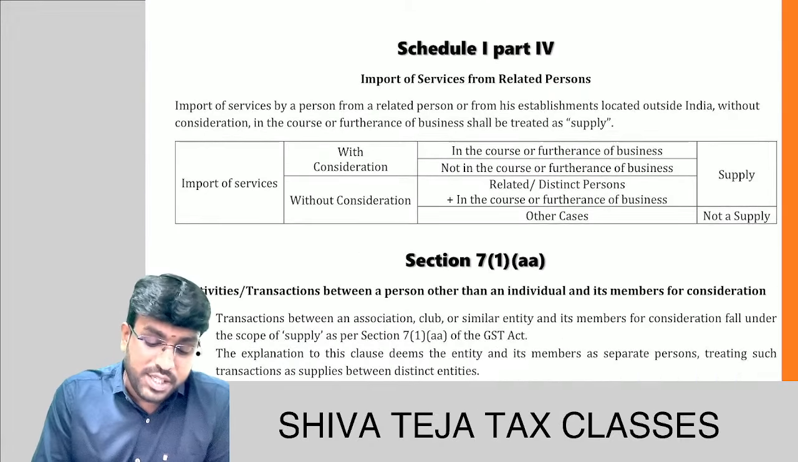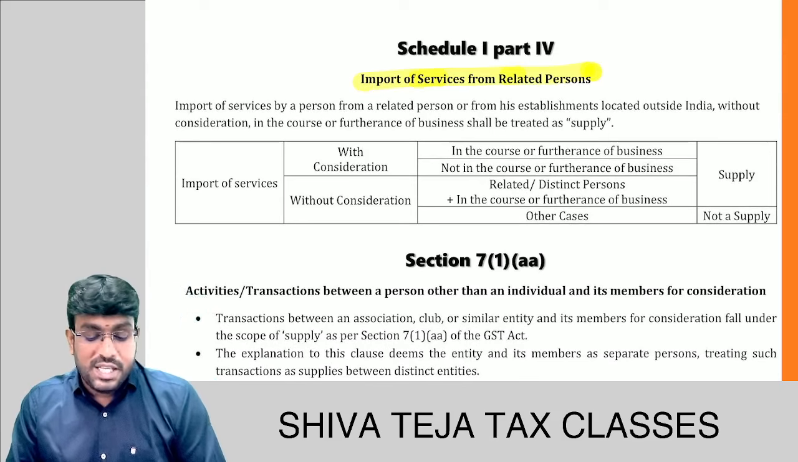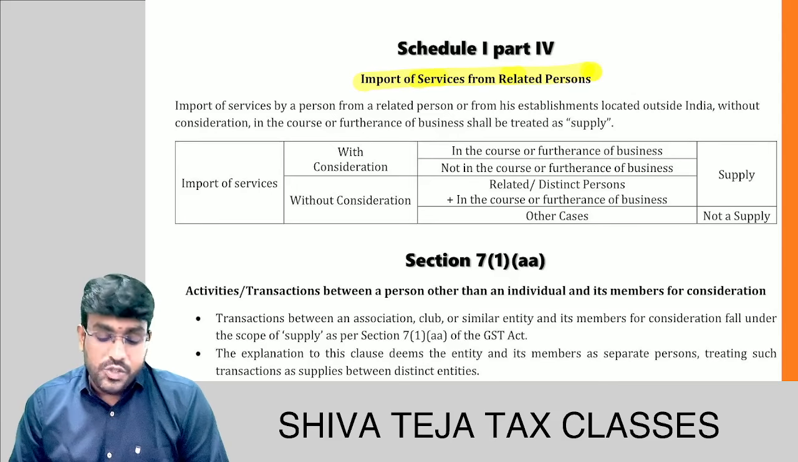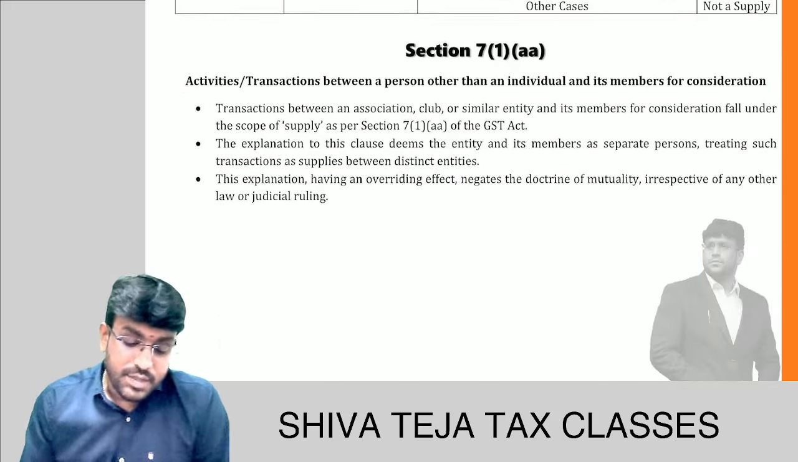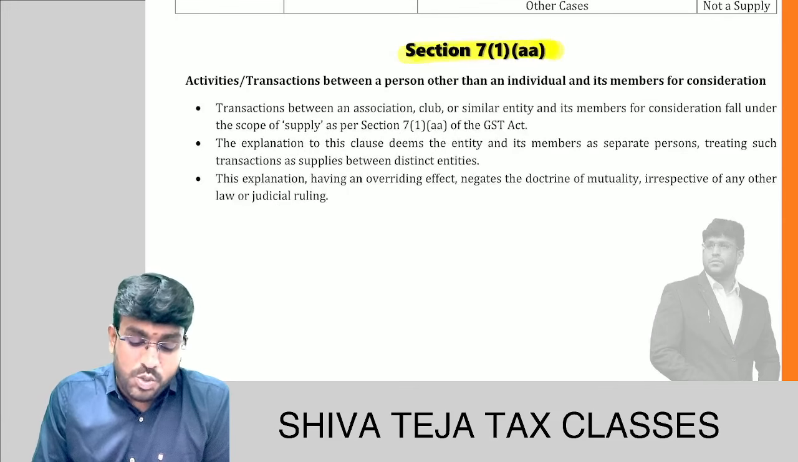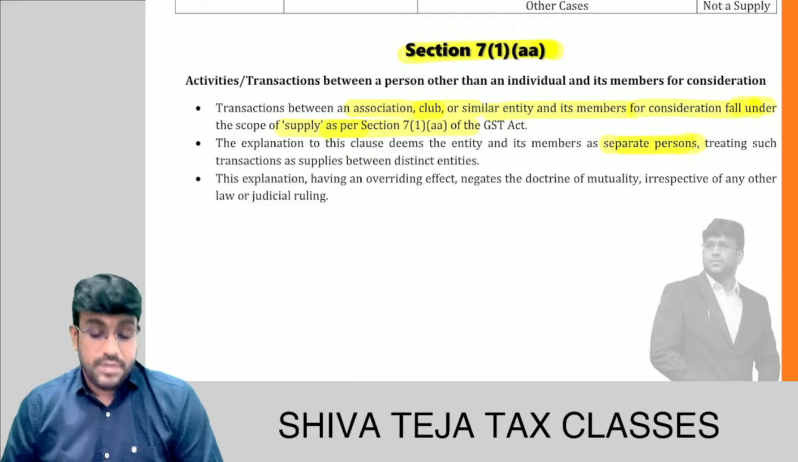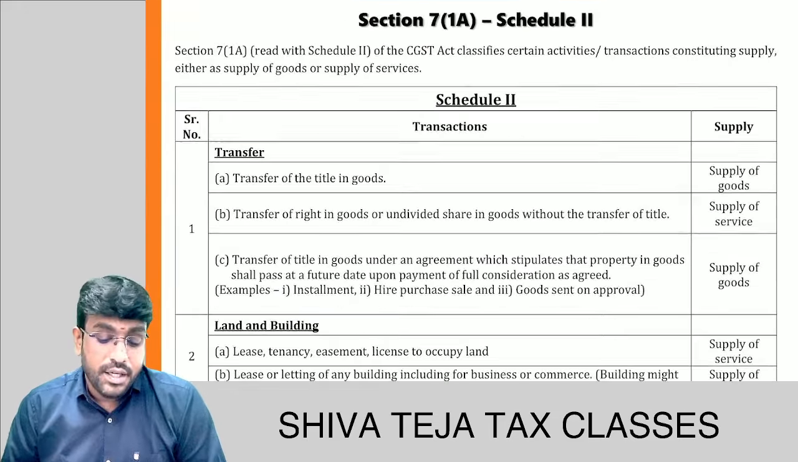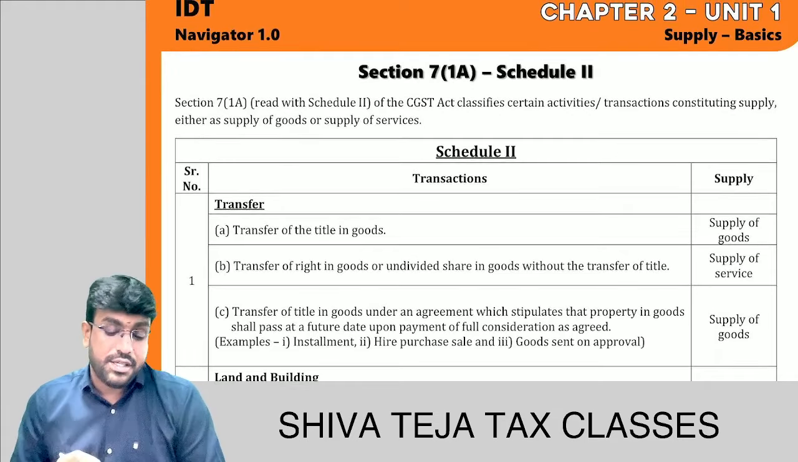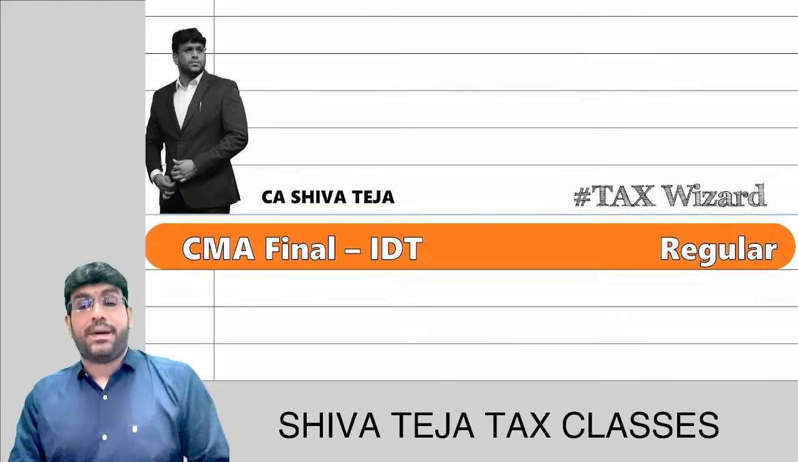Next, last point, what we discussed: import of service from a related person or from establishment outside India in the course or. And 7(1) we just discussed that transaction between association, club and its members is regarded as supply. And they are regarded as what persons? Separate persons. This point will cover separately. That's it. I think we are clear with whatever we have discussed in this lecture, my dear friends.